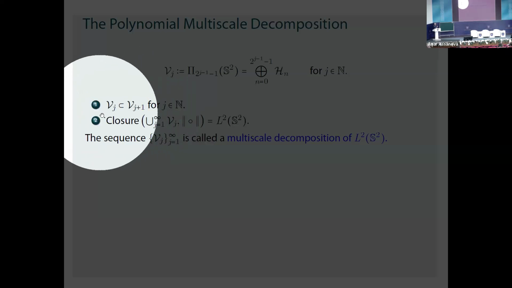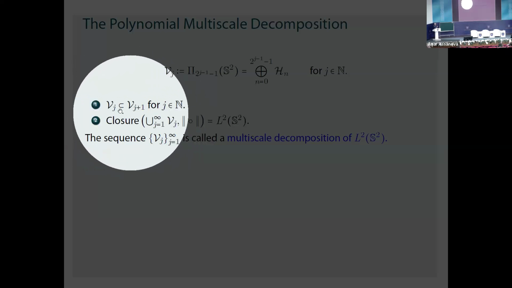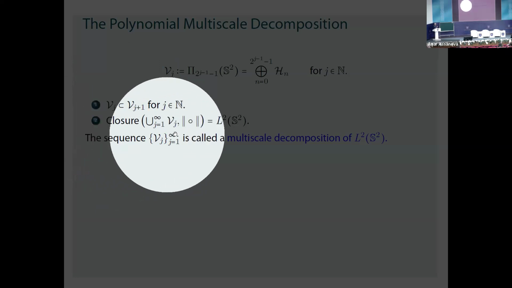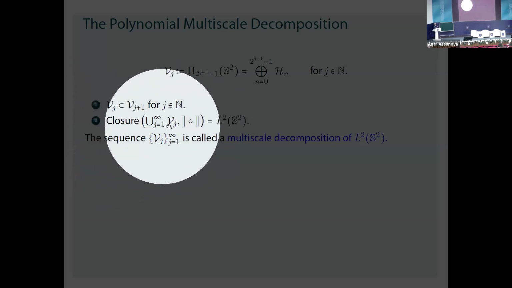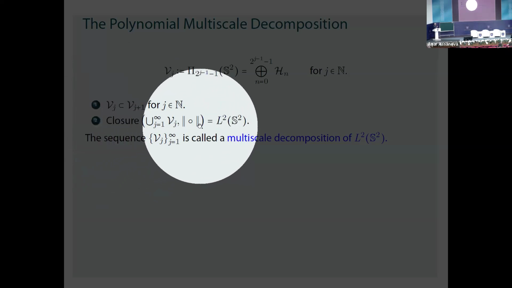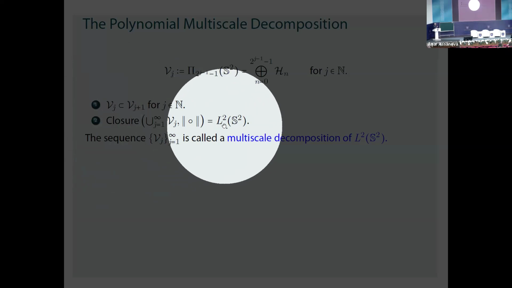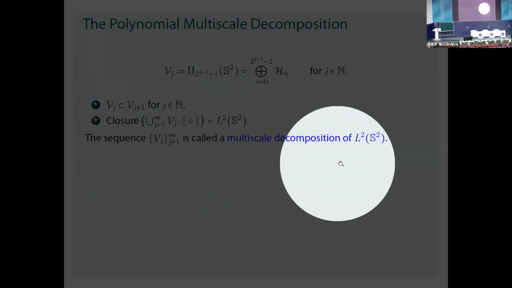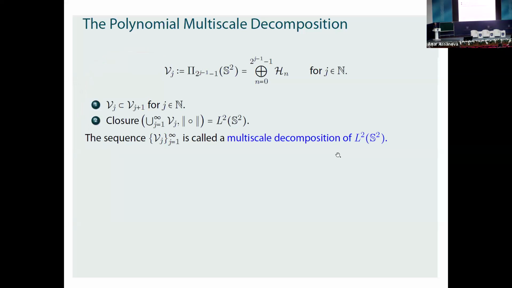We have immediately the embedding. We have a chain of spaces in this way. And as I said, they cover all polynomials, the closure of all these spaces V_j with respect to the Hilbert space norm gives the whole Hilbert space L2 of S2. And we call this a multiscale decomposition of L2 of S2. And again, let me say here, we have now bases for these spaces. Very well. That means we could close here. We have an orthogonal basis of spherical harmonics, and we are done.